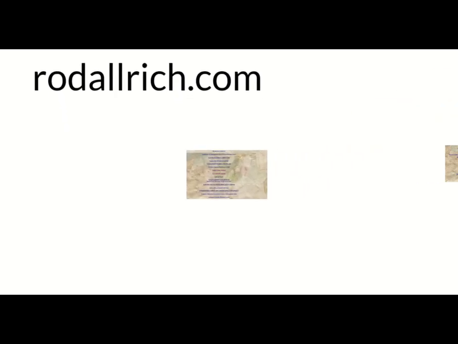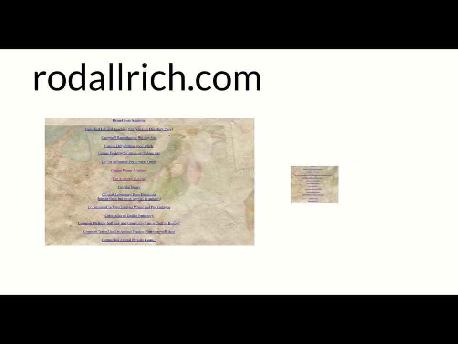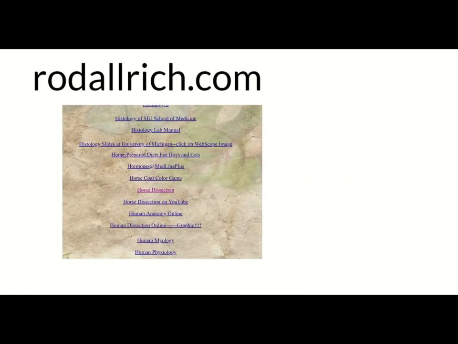Okay, so now I want to tell you my website, and I know I've done this in other videos, but if you remember this website, I have about 300 links to different websites on physiology and anatomy. And so let me do this horse one first here. Horse dissection. I think this is made by Cornell University. They dissect a horse, take pictures, make labels.